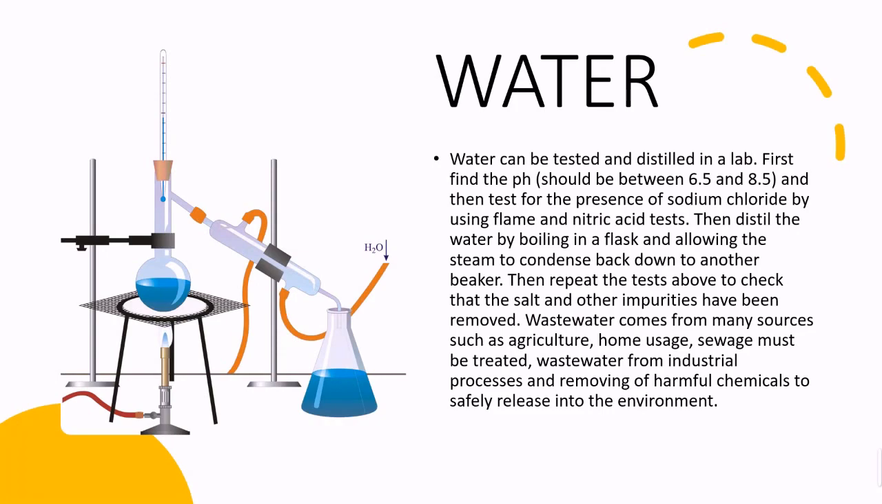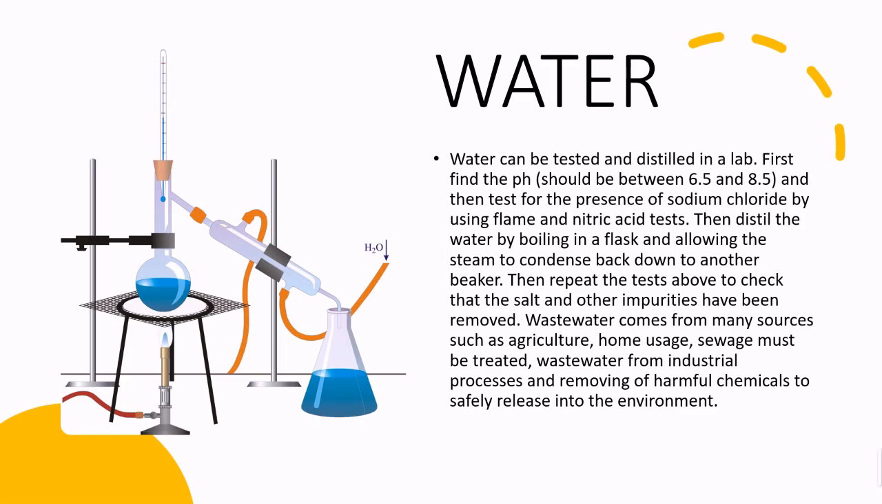Water can be tested and distilled in the lab. First, find the pH, which should be between 6.5 and 8.5, and then test for the presence of sodium chloride by using a flame test and nitric acid tests. Then, distill the water by boiling it in a flask and allowing the steam to condense back down into another beaker. Then repeat the tests above to check that the salt and other impurities have been removed.